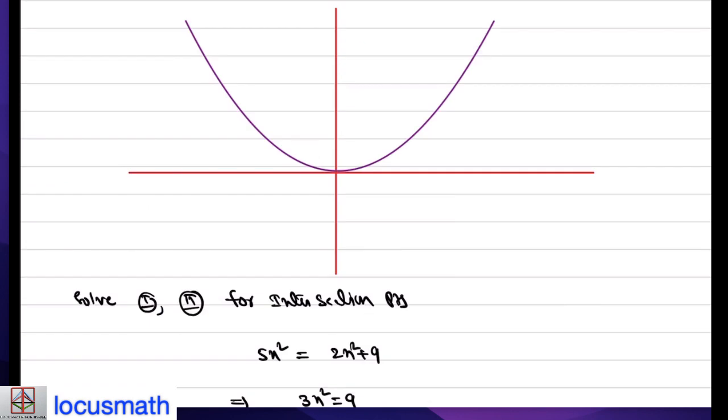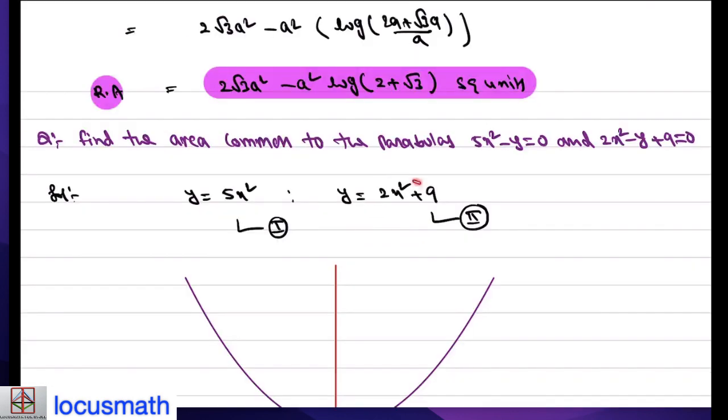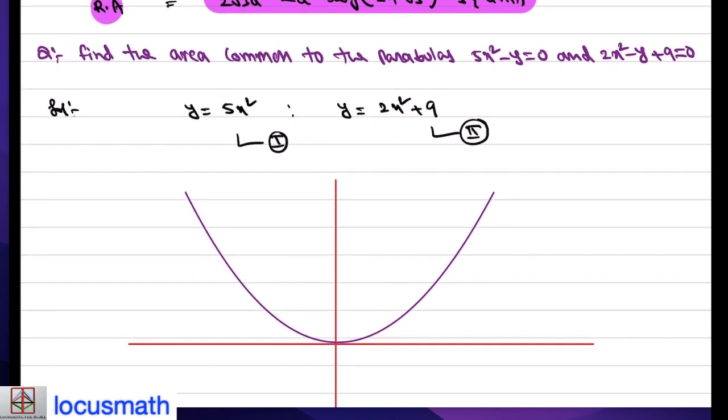So now we will draw the second parabola. It's open upward because the coefficient of x square is positive, and these two parabolas intersect at minus root 3 and root 3. So the second parabola is like this. This is the rough diagram.